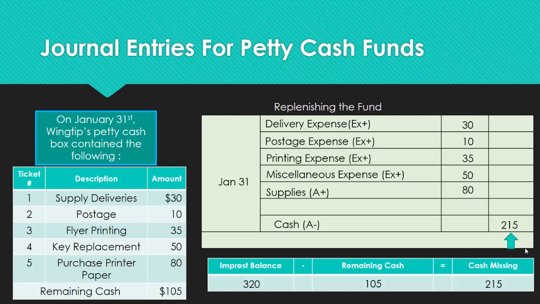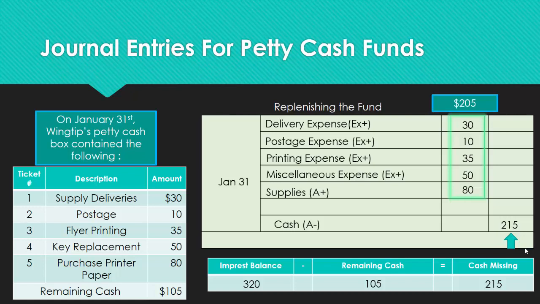Why did I have you skip a line? Well, here's the catch. If we add up all of our tickets, we've got 30 for delivery, 10 for postage, 35 for printing expense, 50 for miscellaneous expense, and 80 for supplies. That only adds up to $205. So even though there's $215 missing from the box, we only have $205 of it accounted for.